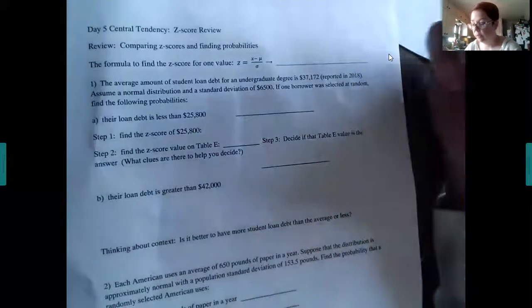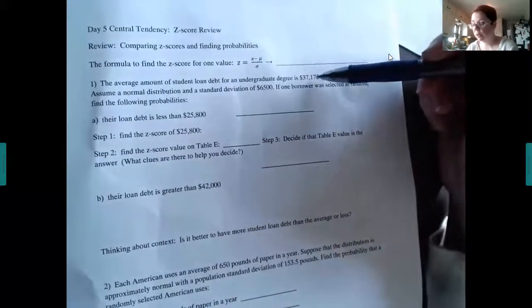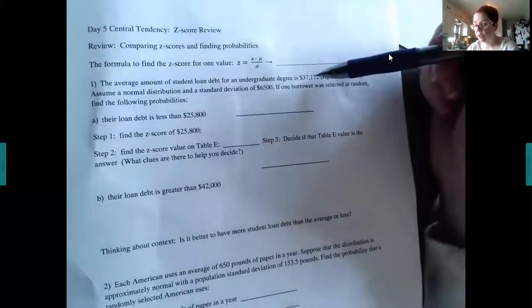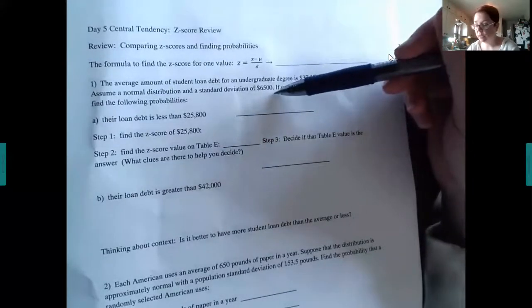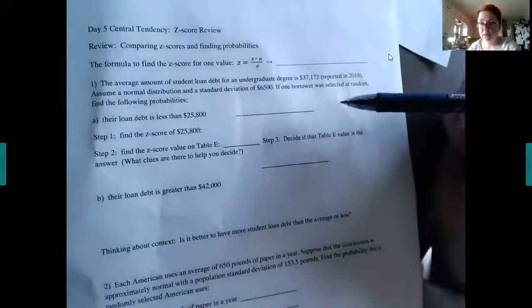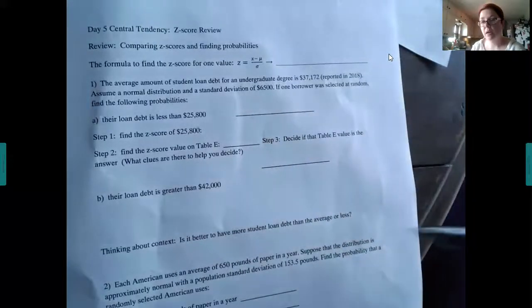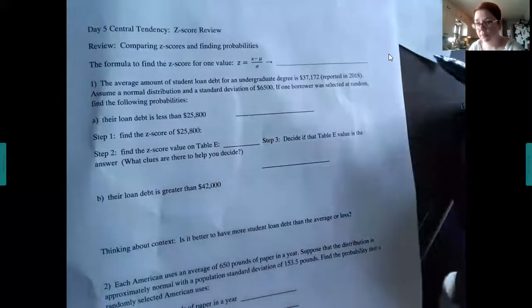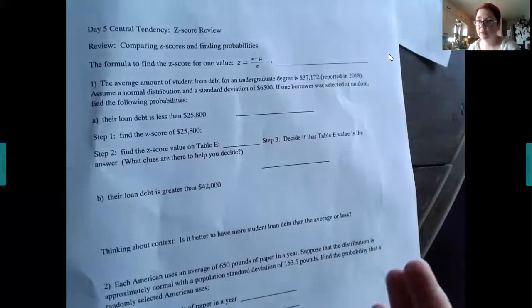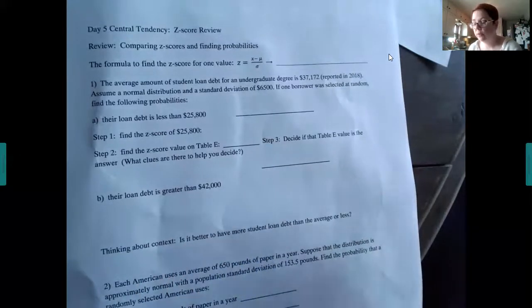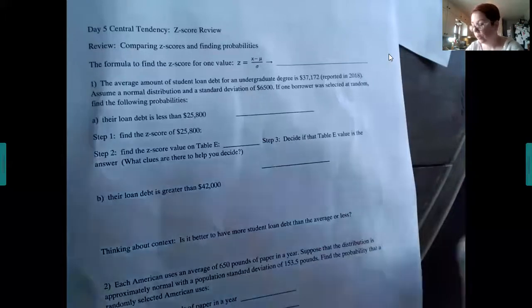We're given a number to look up. We're given an average or a mean, given the standard deviation. We calculate the z-score. We look the z-score up on the table, and based on what it says in the problem is whether we keep that answer, like a less than, or if we have to subtract that probability from 1 because it's a greater than or an in-betweener, okay?